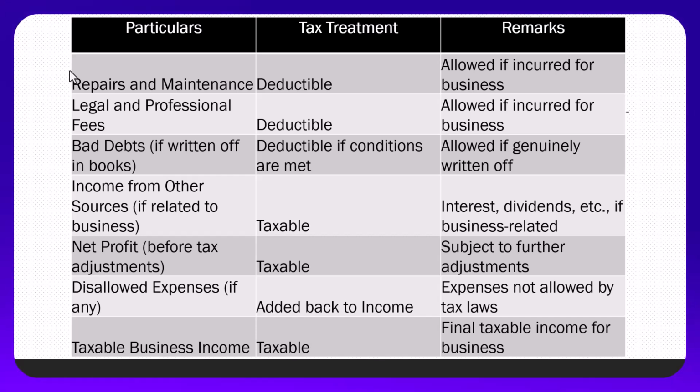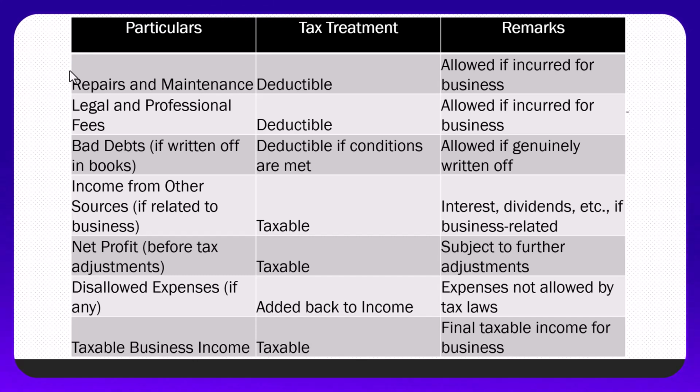Okay. Then income from other sources. If they are related to business, fine, that will be taxable under the head income from business sources. Otherwise, it will go to income from other sources, which is the fifth head. Okay. Then net profit. On net profit, you are supposed to pay tax.